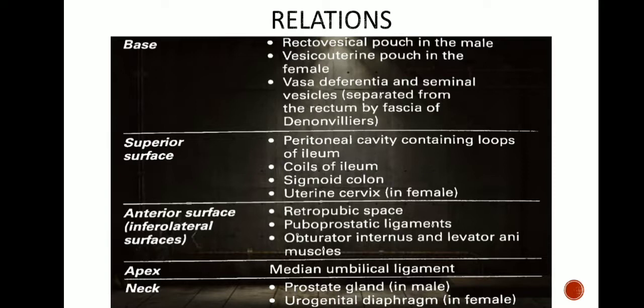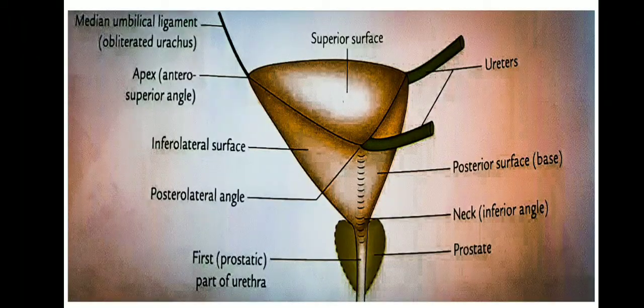Starting with the apex, lying behind the pubic symphysis, this is the apex. It attaches with the median umbilical ligament, which is a fibrous remnant of the urachus. Basically this median umbilical ligament gets attached with the umbilicus and the apex, and it supports the bladder anterosuperiorly. Now moving on to the base or the fundus of the bladder, this is the base of the urinary bladder.